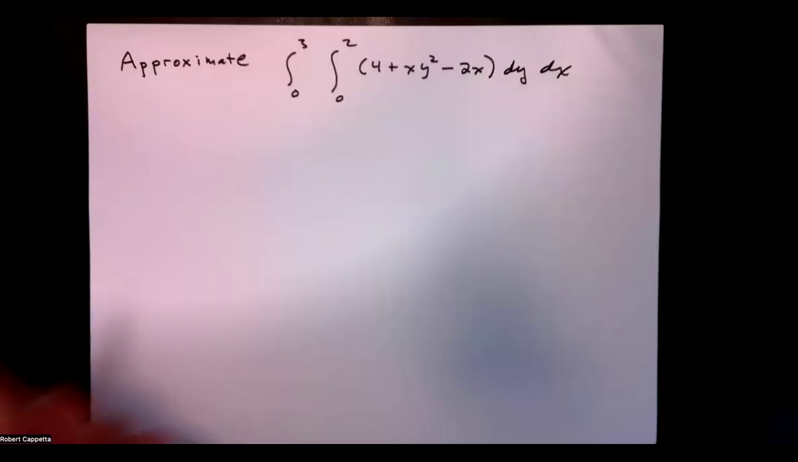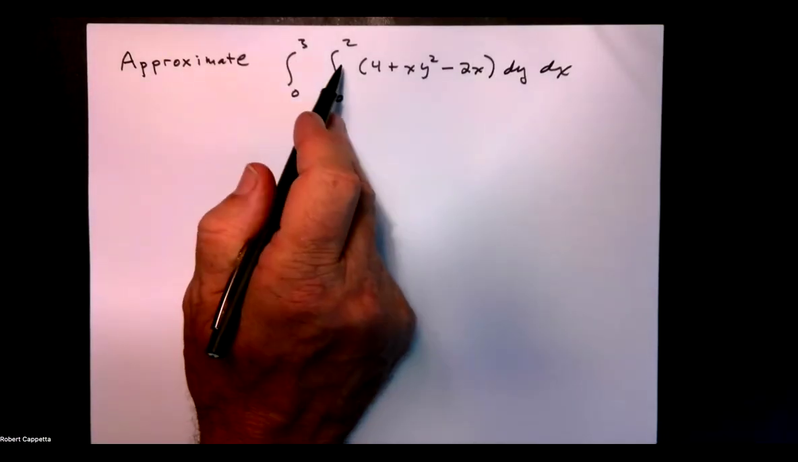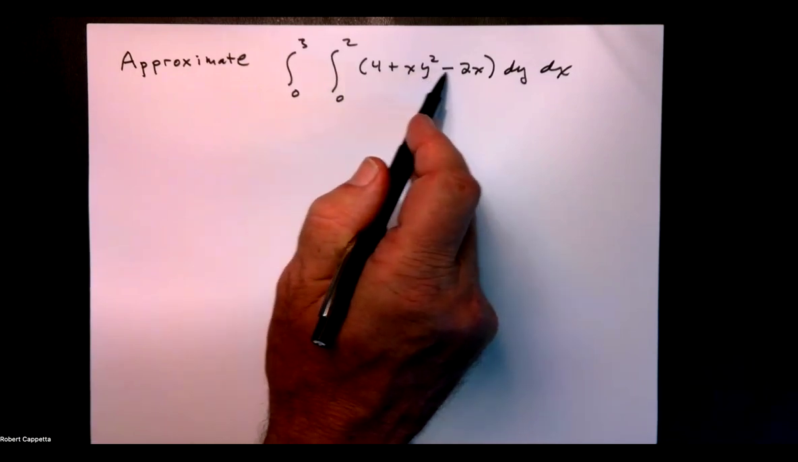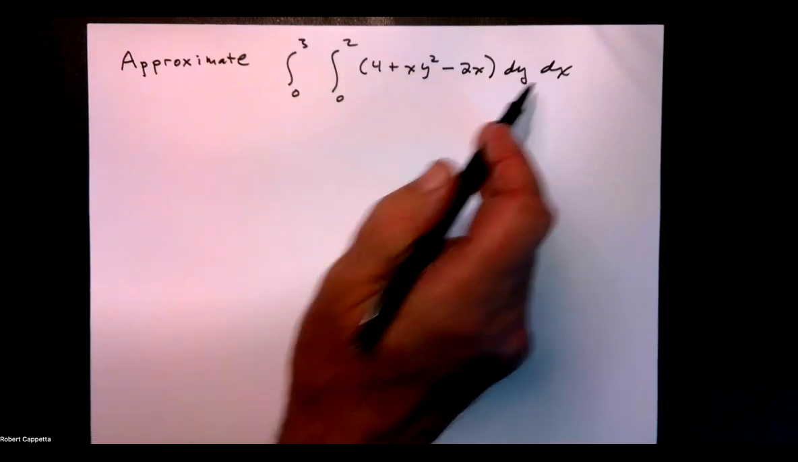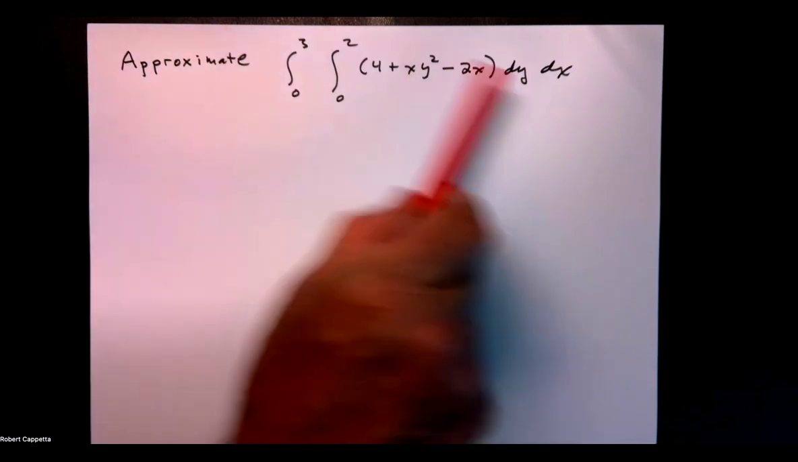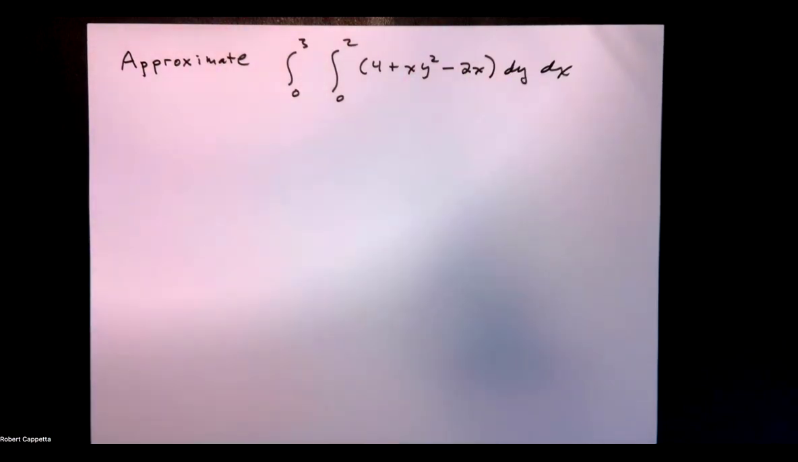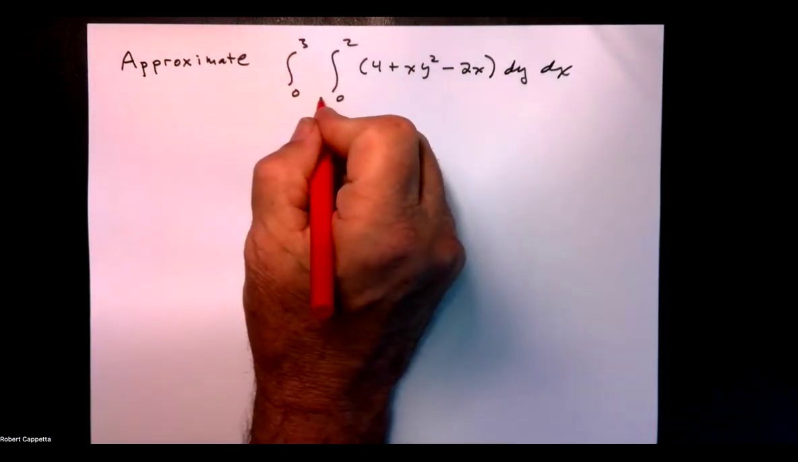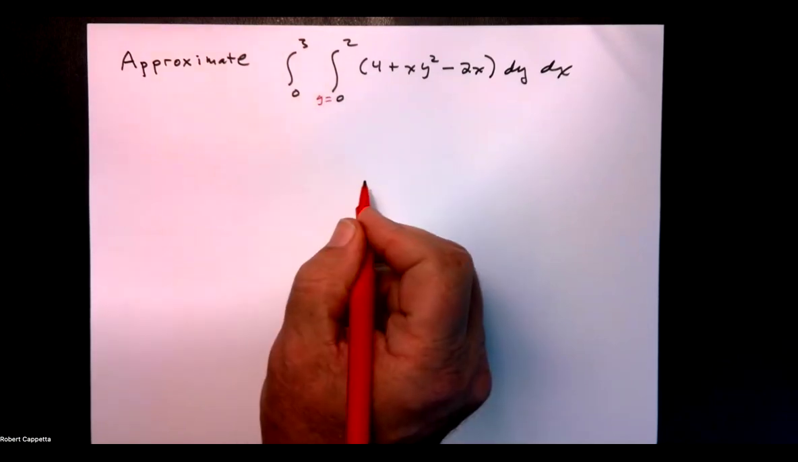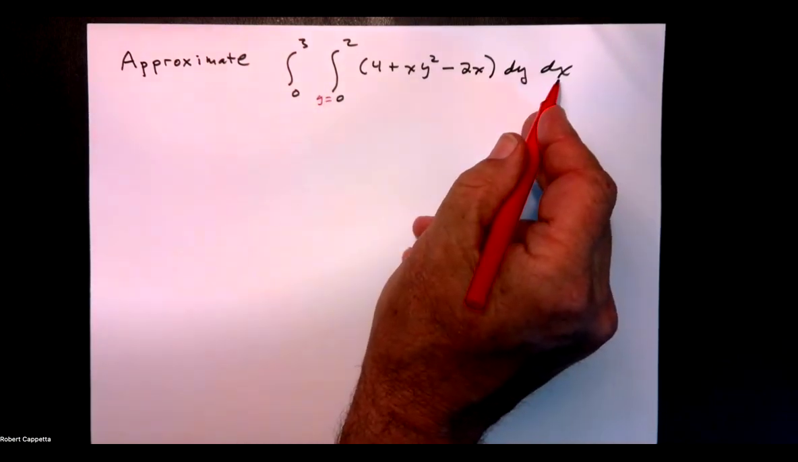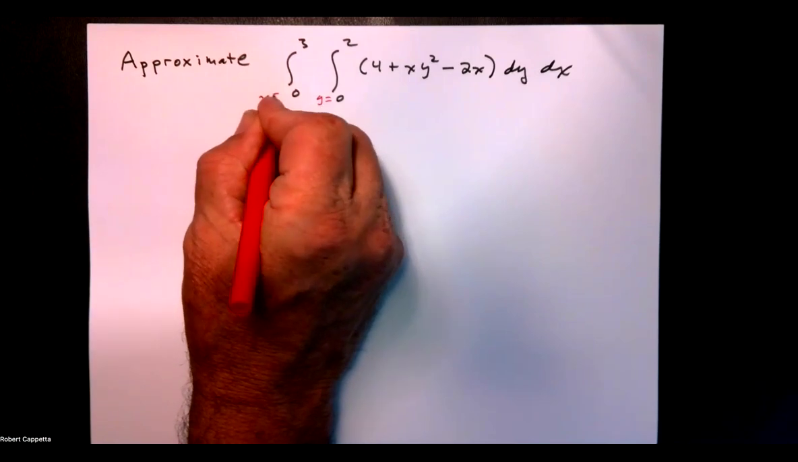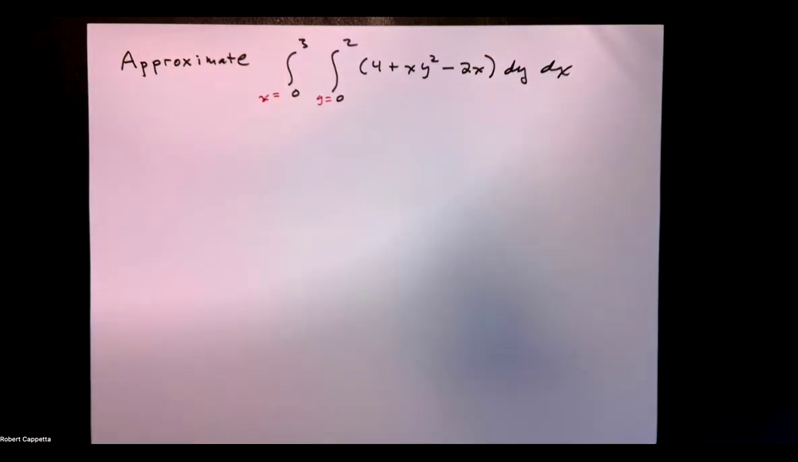So here we want to approximate the integral from 0 to 3, integral from 0 to 2 of 4 plus xy squared minus 2x dy dx. For emphasis, y is the inner differential, so y ranges from 0 to 2. X is the outer differential, so x ranges from 0 to 3.